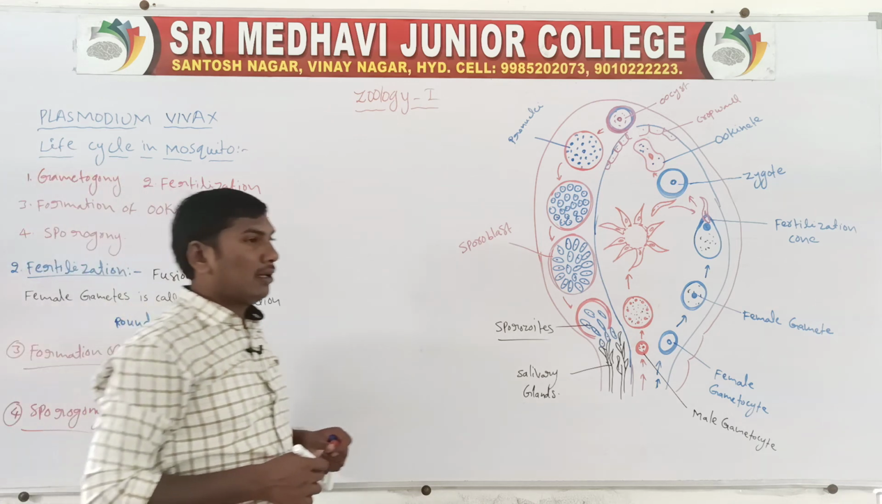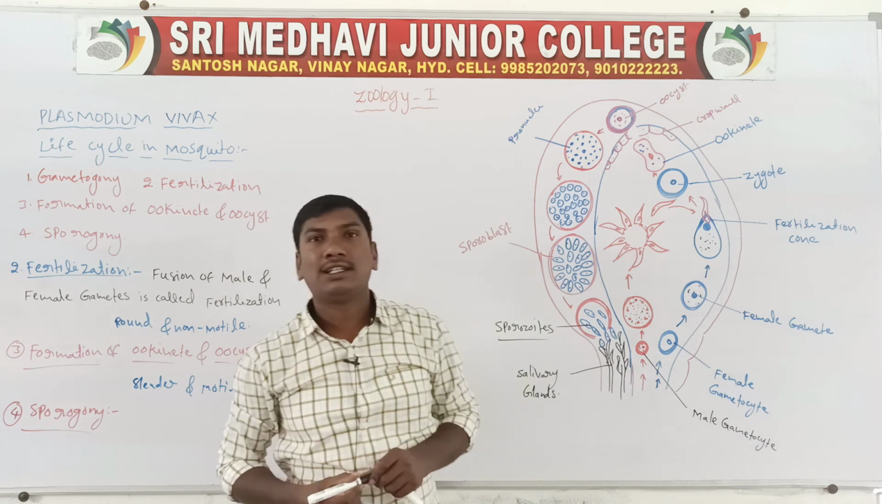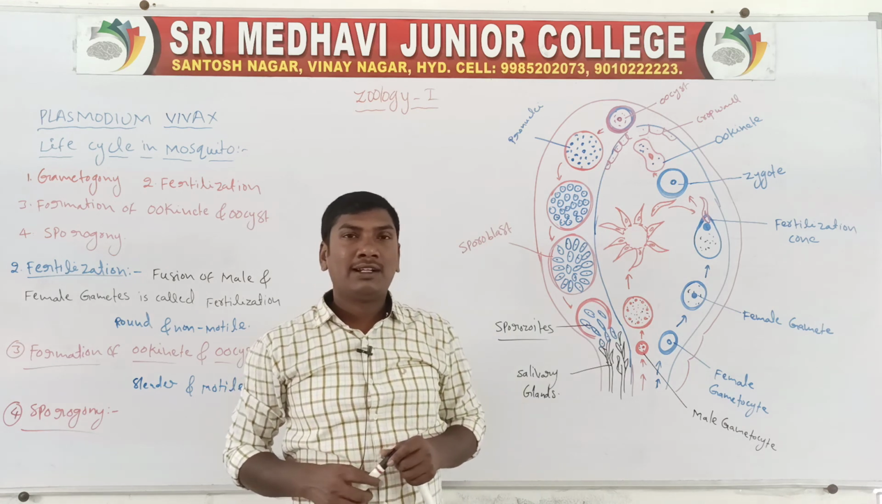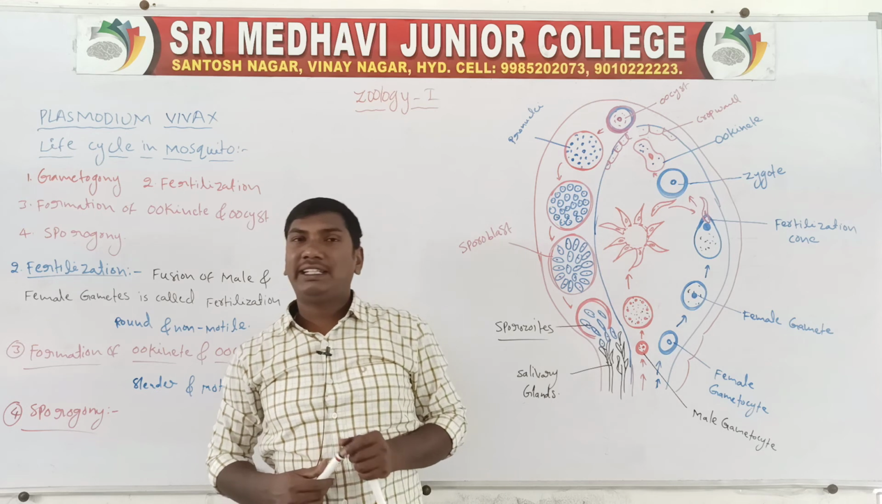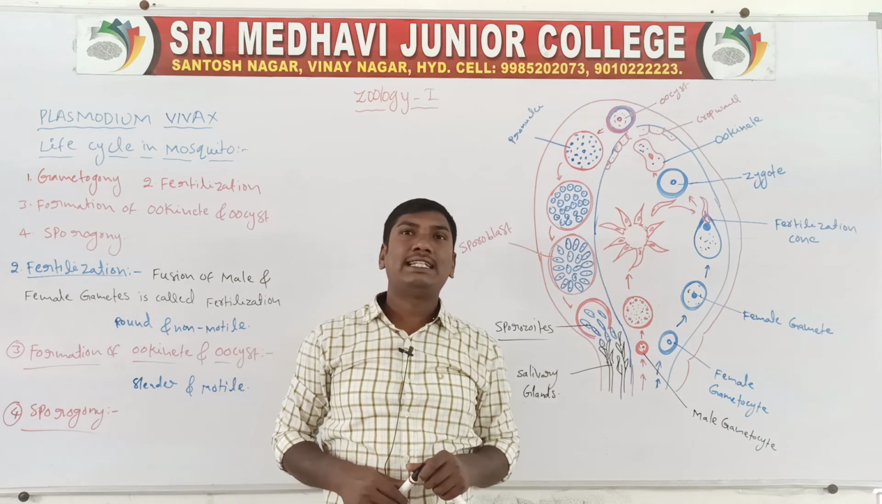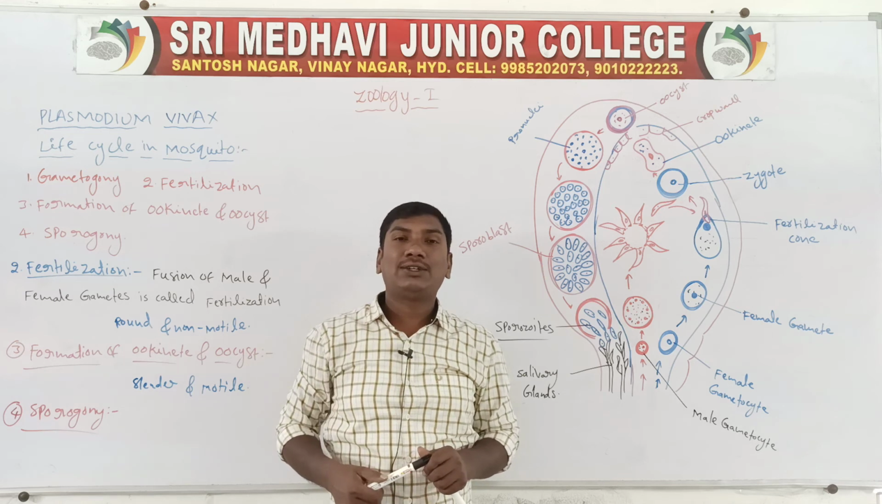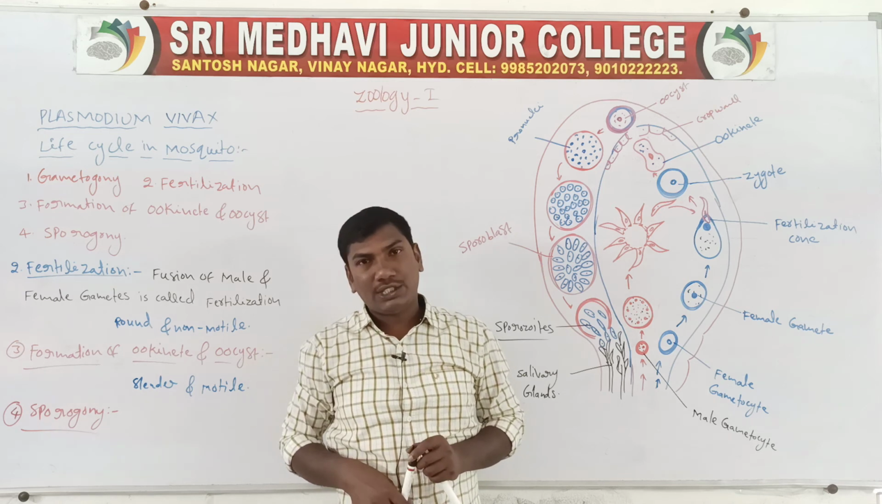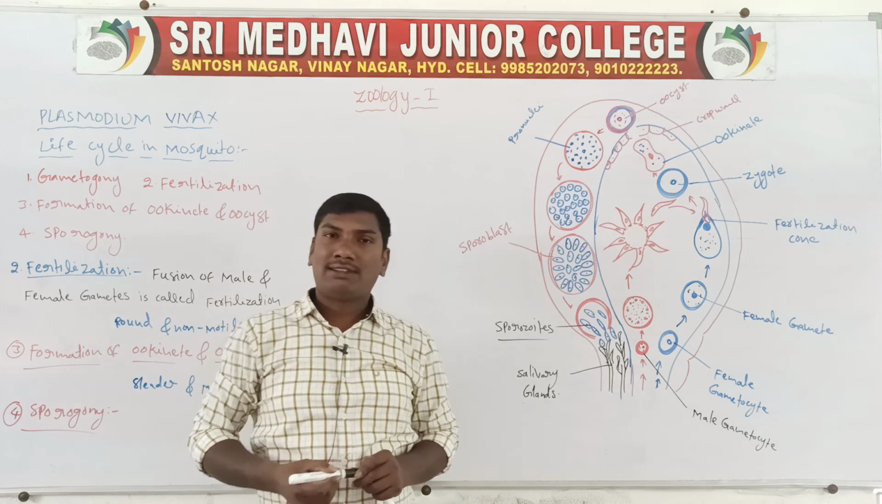Next one, prophylaxis. For prophylaxis, DDT, dichloro-diphenyl-trichloroethane, and BHC, benzene hexachloride, are used. They are sprayed in the mosquito areas, killing the mosquito larva stages.